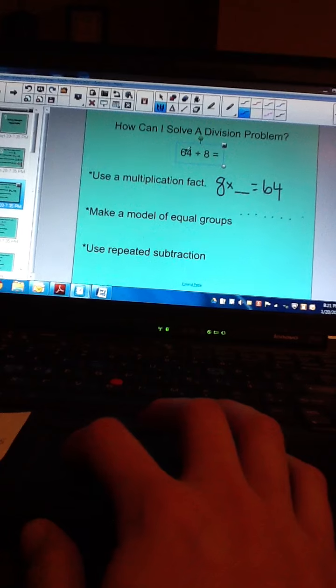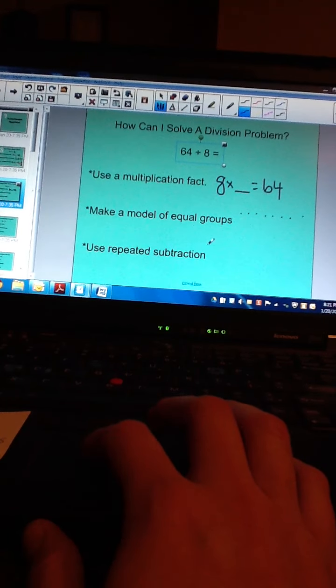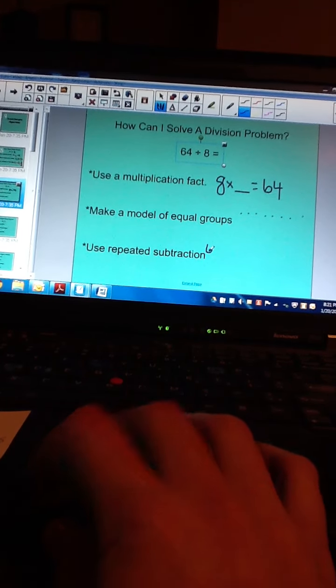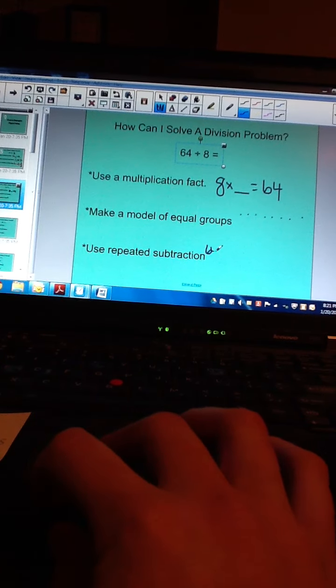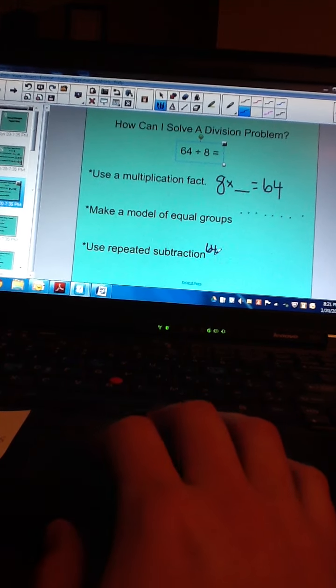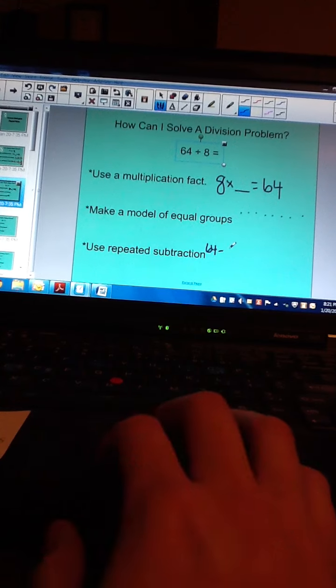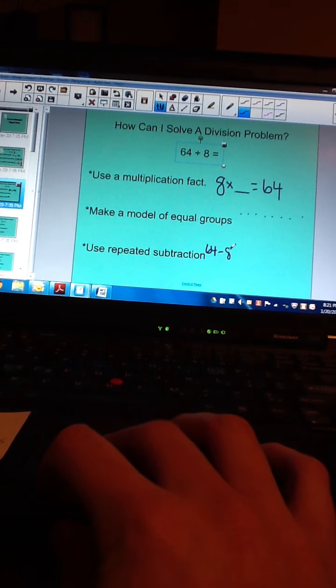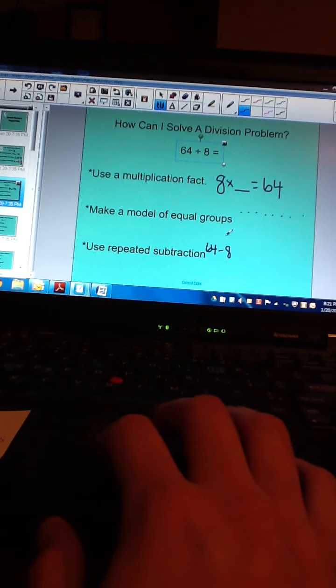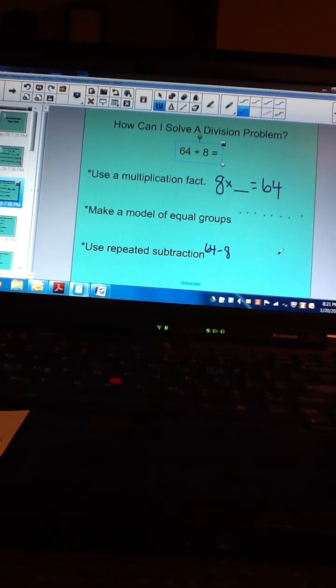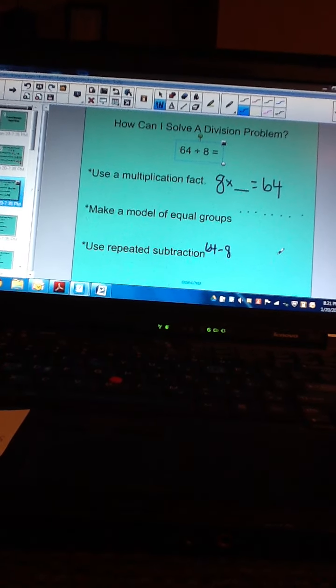If you used repeated subtraction, you would start at 64 and continue to subtract 8 until you got to 0. And then you would go back and count how many times you subtracted 8. Pause the video and see if you can solve that one.